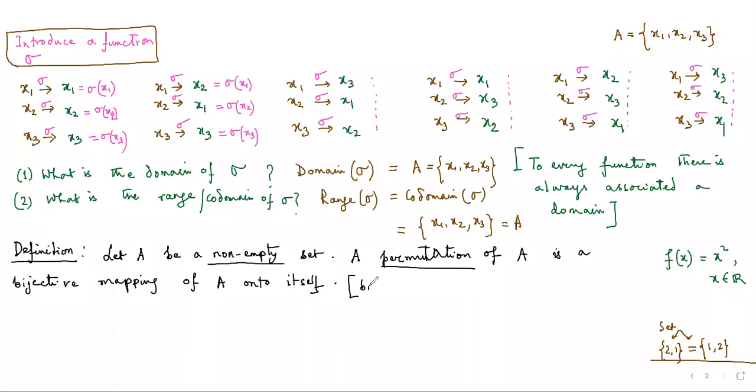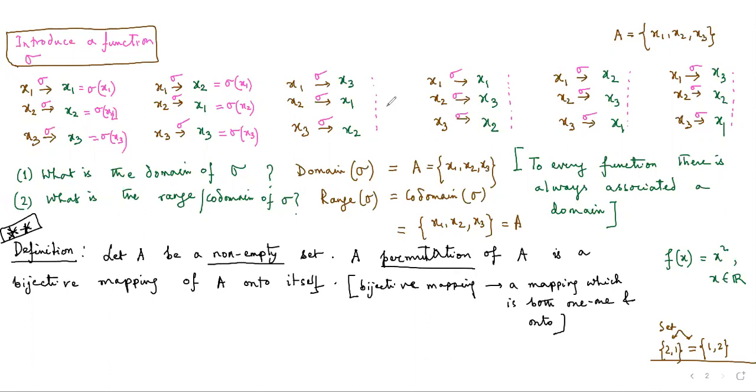And what is a bijection? Bijective mapping means a mapping which is both one-to-one and onto. That is called a bijective mapping. So we have defined the permutation in the above manner. I hope that you have understood the definition of permutation.